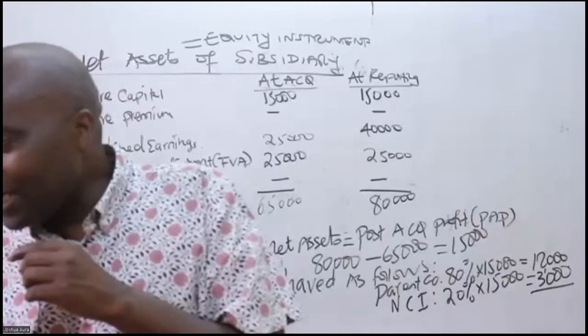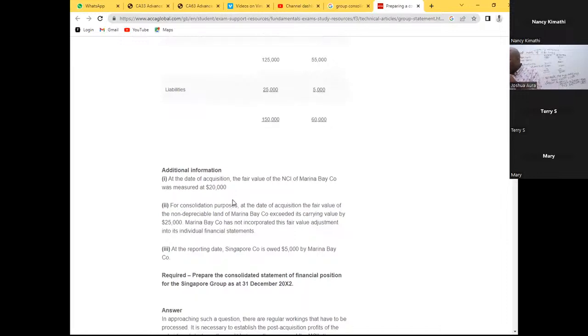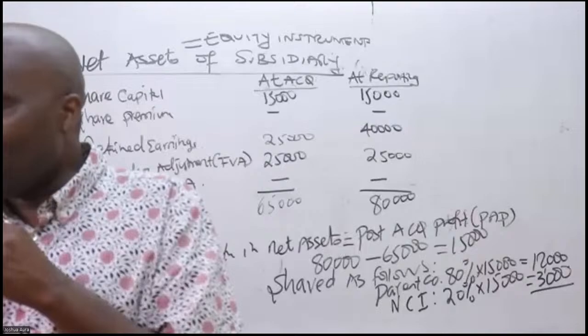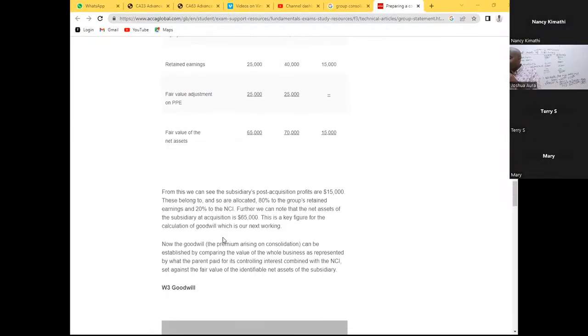Now, please see this. Mr. Kabage wanted to know something to do with the revaluation, the fair value adjustment. Fair value adjustment at reporting, how we know it's 25,000. Very good. For this fair value adjustment, we brought in a valuer who was able to revalue this asset upwards by 25,000 at acquisition.